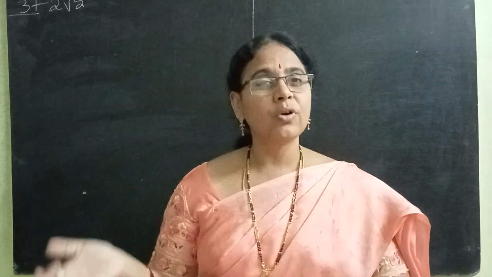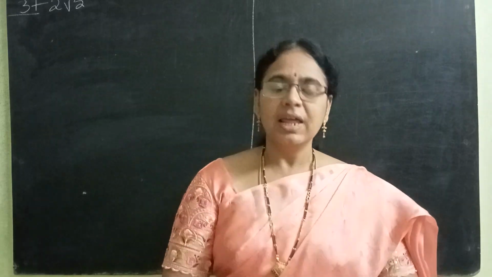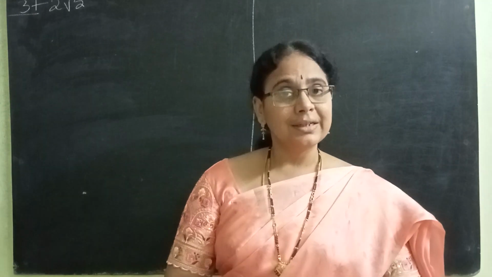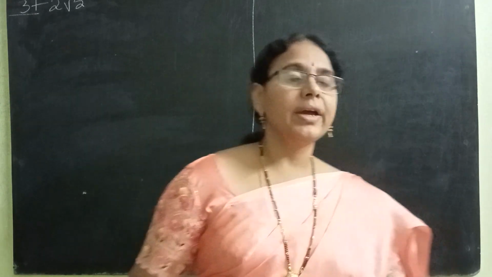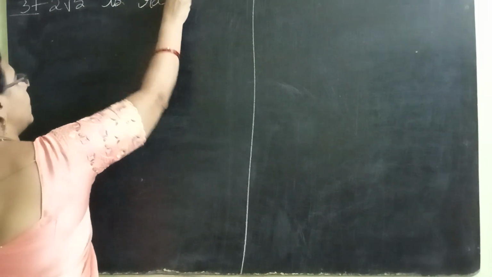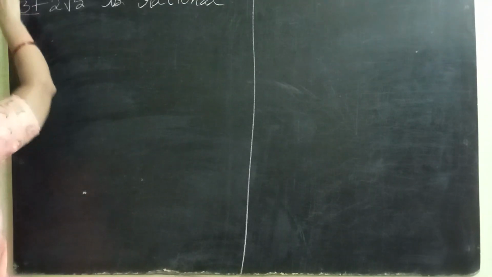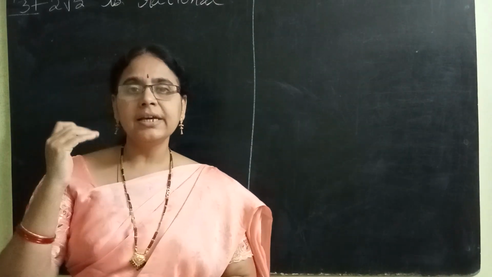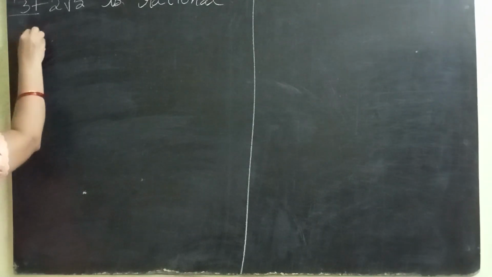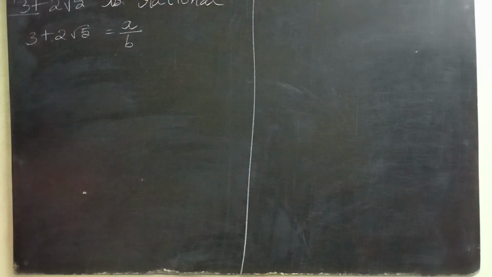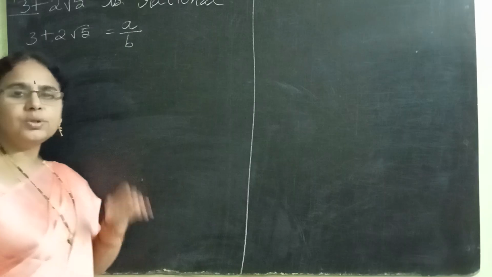Just as we completed the proofs for root 5, root 3 and root 2, here also we have to assume it is rational. Let us assume 3 plus 2 root 5 is rational. Rational means what? It is in the form of a by b. So, 3 plus 2 root 5 is equal to a by b.